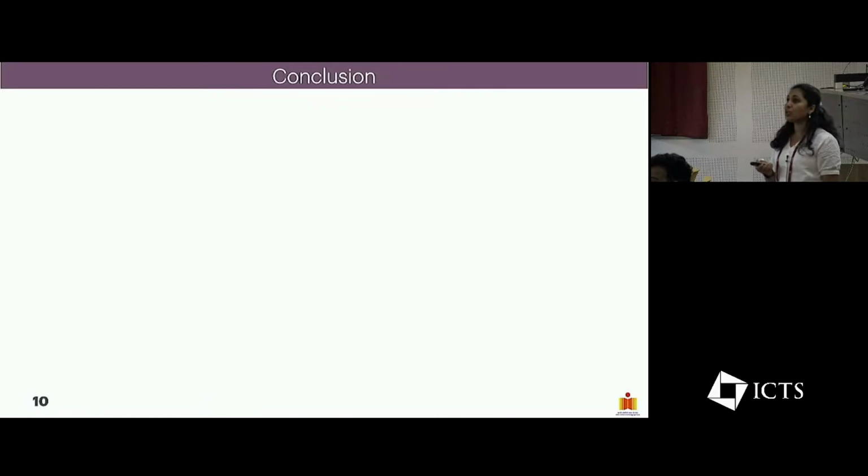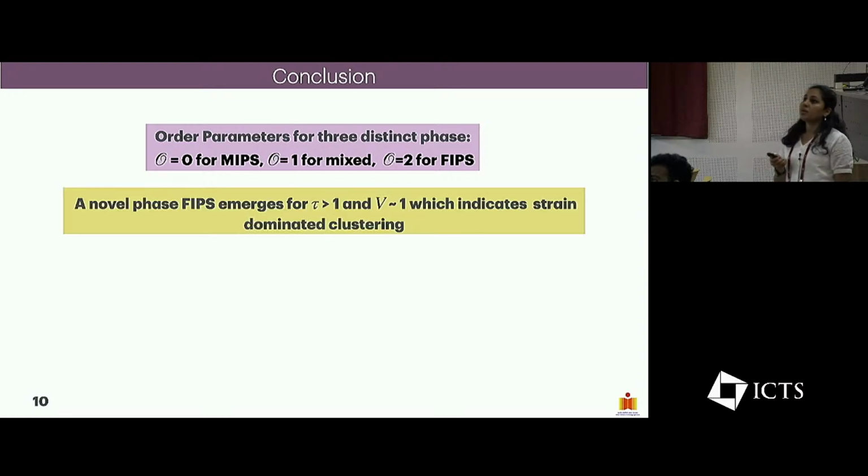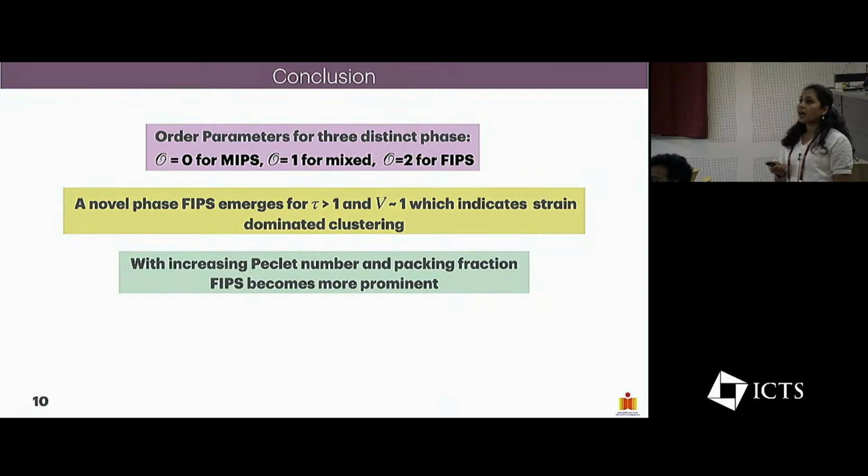So in the conclusion, I got three different phases, and the order parameter will tell where I am. The novel phase is coming at the value where tau is greater than 1 and scaled velocity is nearly equal to 1. Also, we understand that with increasing Peclet number and packing fraction, we see a more clear FIPS.